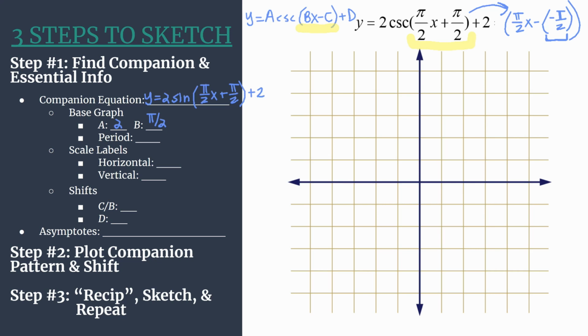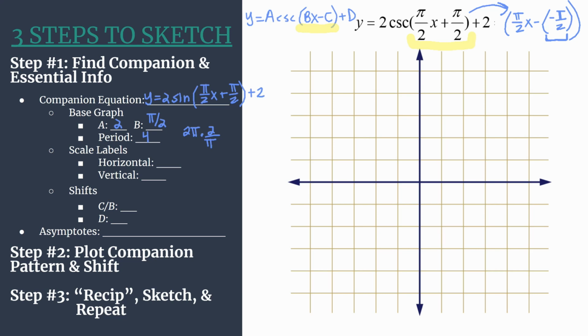All right, B also helps us find the period, or the length of one horizontal cycle. We do that using the formula 2 pi divided by B. So we have 2 pi divided by pi over 2. Let's multiply by the reciprocal. Simplifying that, we see the period should be 4.